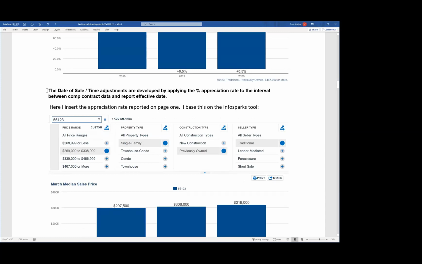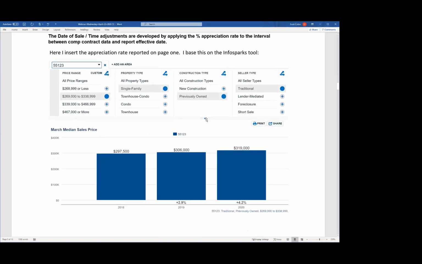And I say the date of sale time adjustments are developed by applying the appreciation rate to the interval between the comp contract date, that's the meeting of the minds, and the report effective date, right? So I've got three things going on there. The appreciation rate, and the interval in time between the contract date and the effective date of the report. So on page 1, I've developed this percentage, and I'll show you how I do that in my MLS.